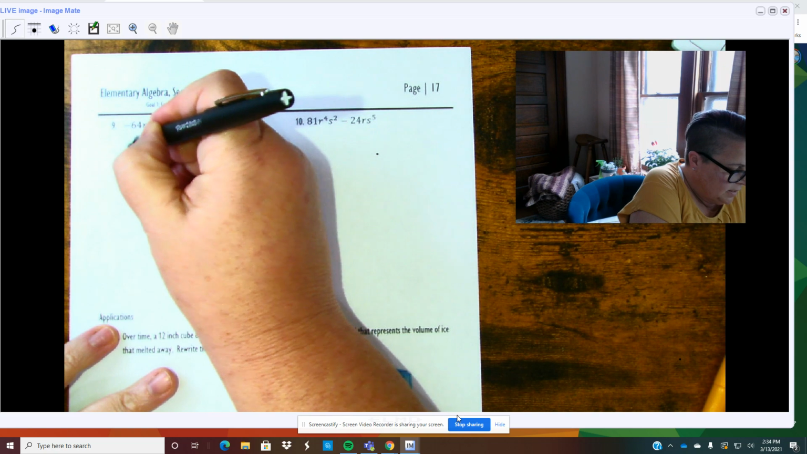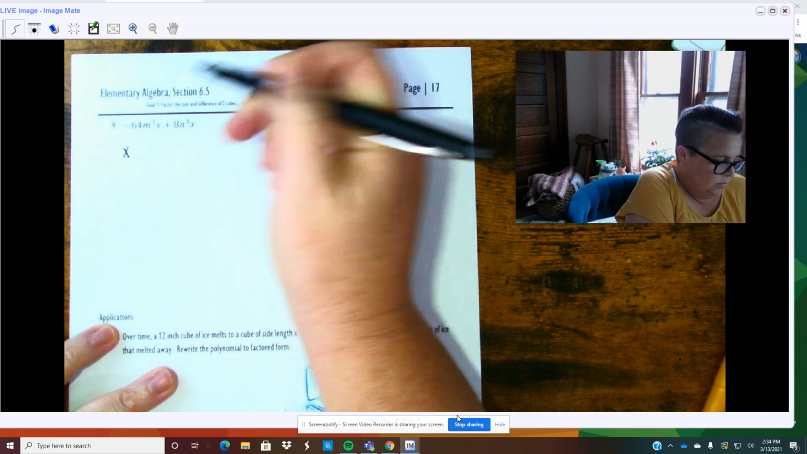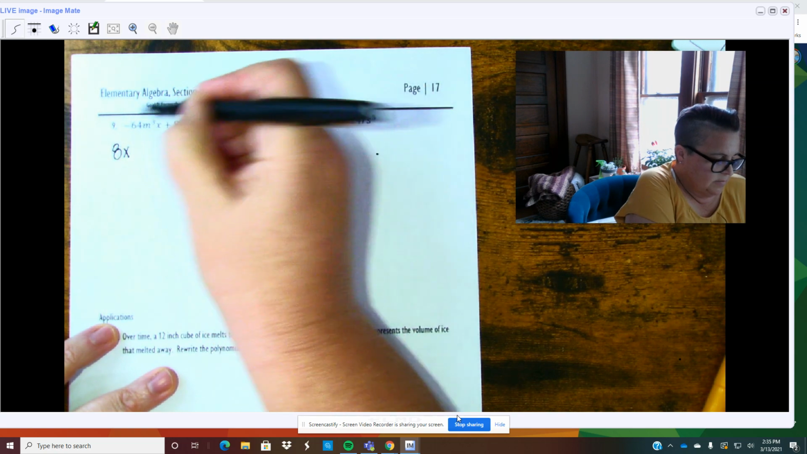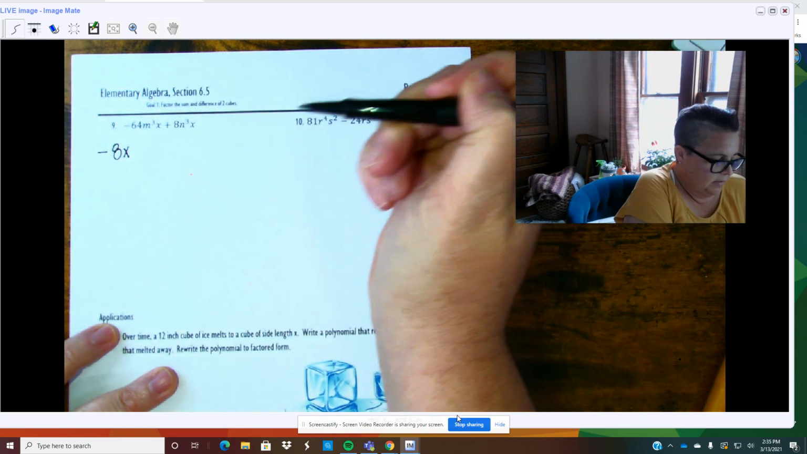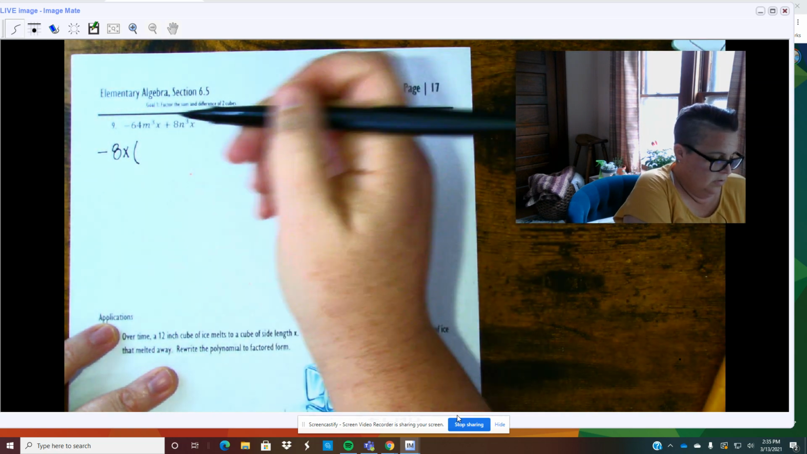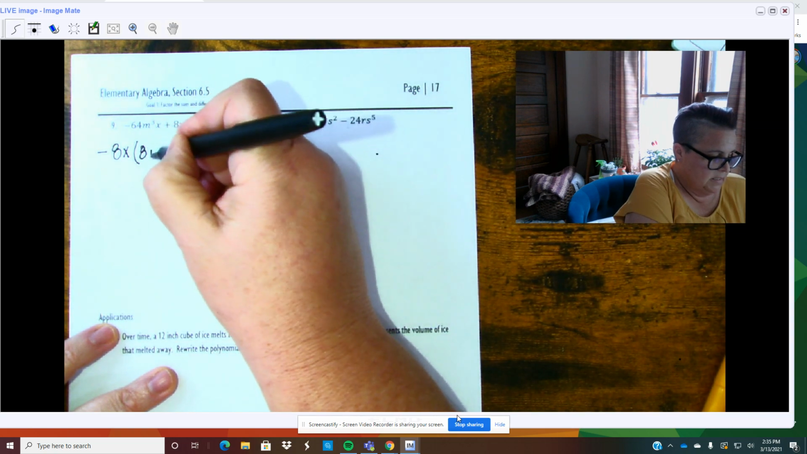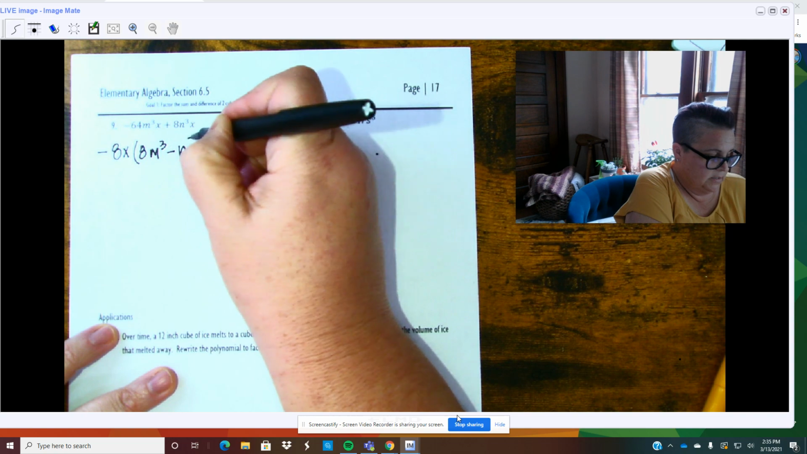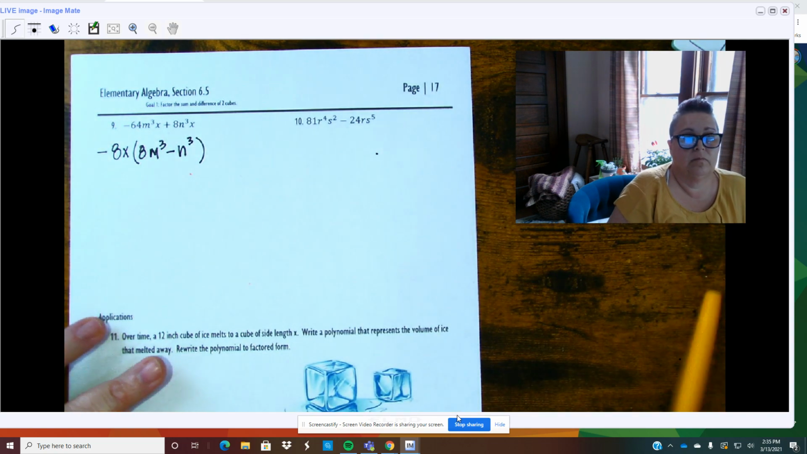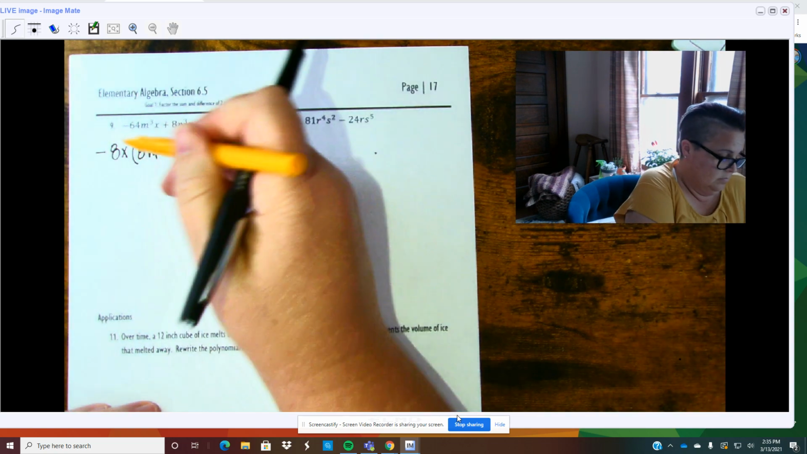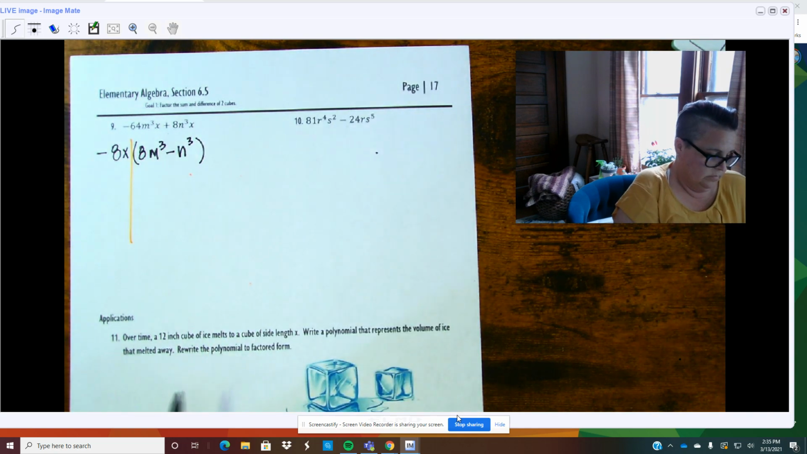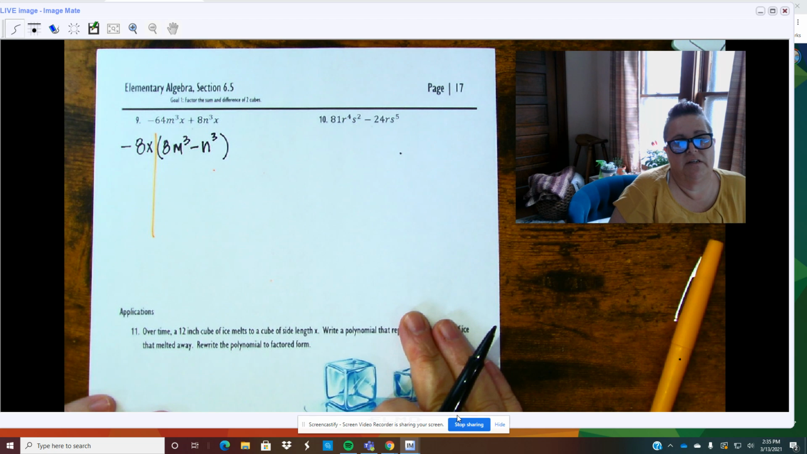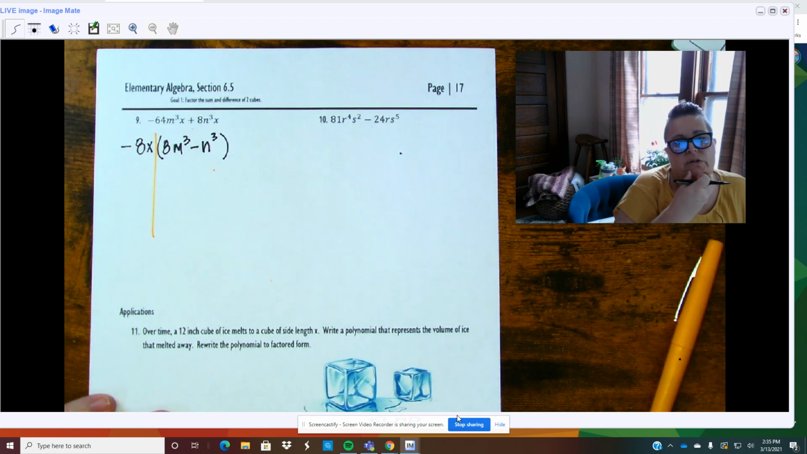I see that right away. M and n won't work. I can pull out an 8. And since I'm leading with a negative, I'm going to pull out a negative. And that's going to give me 8m to the 3rd minus n to the 3rd. Okay, is this a perfect square or is this a difference of 2 cubes?